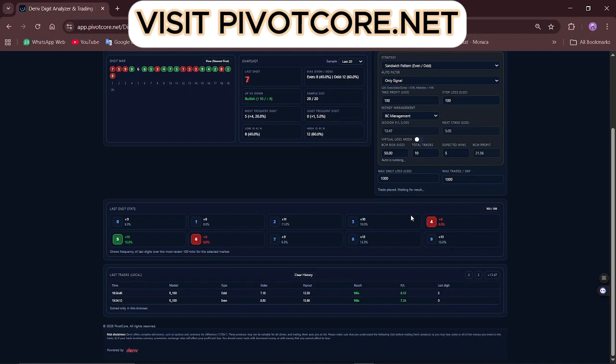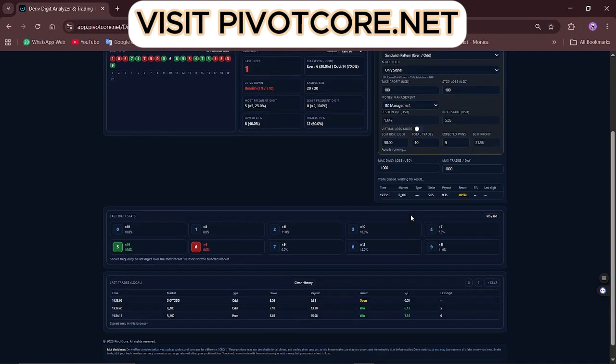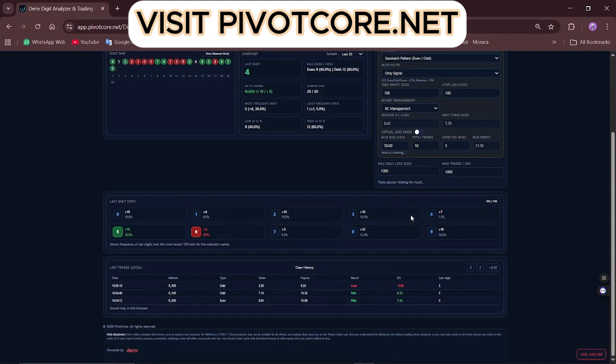The beauty of auto trading here is that it removes the emotional element of trading. No more second-guessing your entries or revenge trading. You set your parameters, choose your strategy, like the even-odd one I'm using today, and let the platform handle the execution. It's perfect for both beginners who are just starting and pros who want to scale their operations.